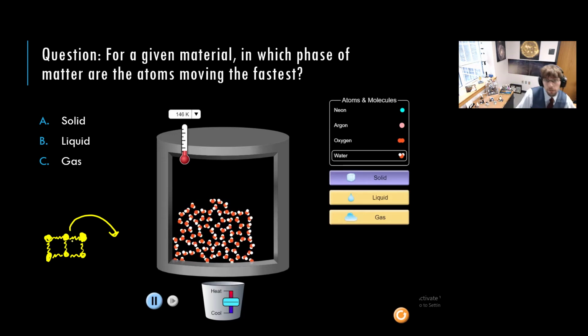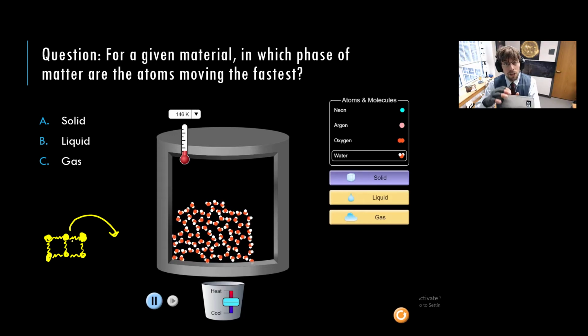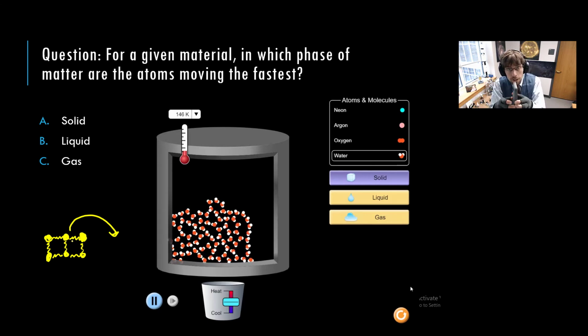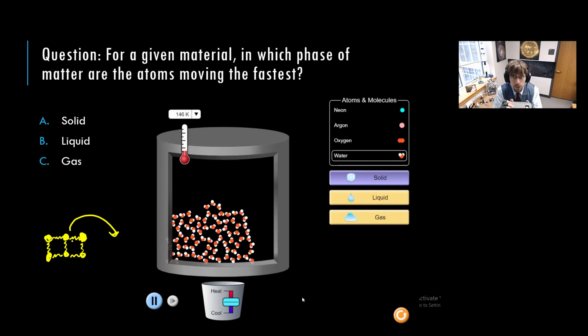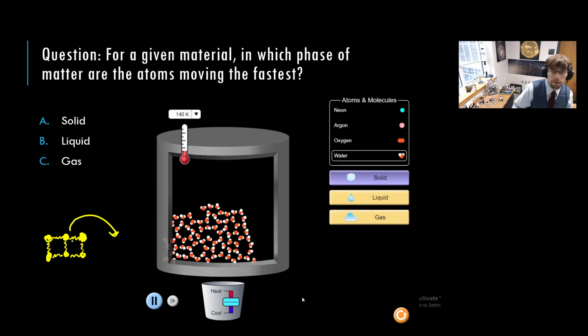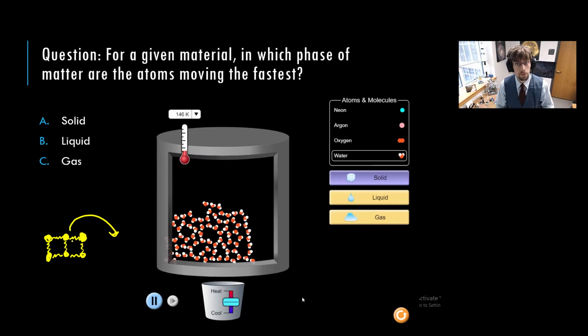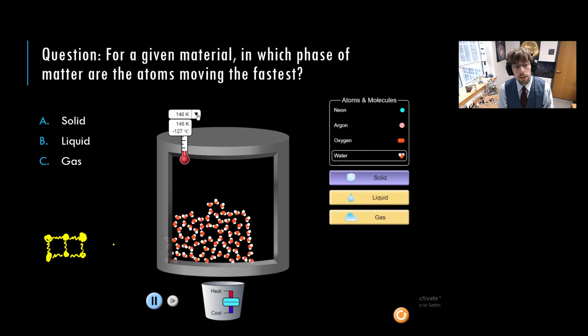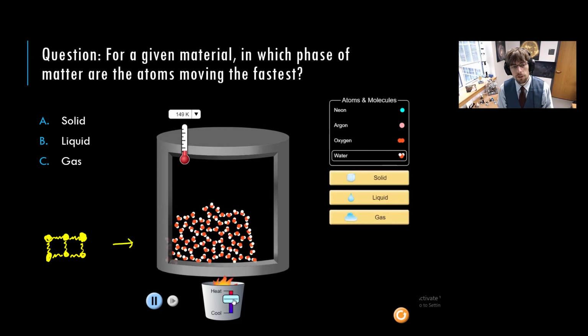And because of that, you have objects that maintain their shape. It is really hard to deform them, right? You can maybe bend them a little bit, but they maintain their shape if left alone. Well, what happens if we heat that object up, right? If we take this solid object and we start heating it up, eventually what you end up doing is you break those connections.